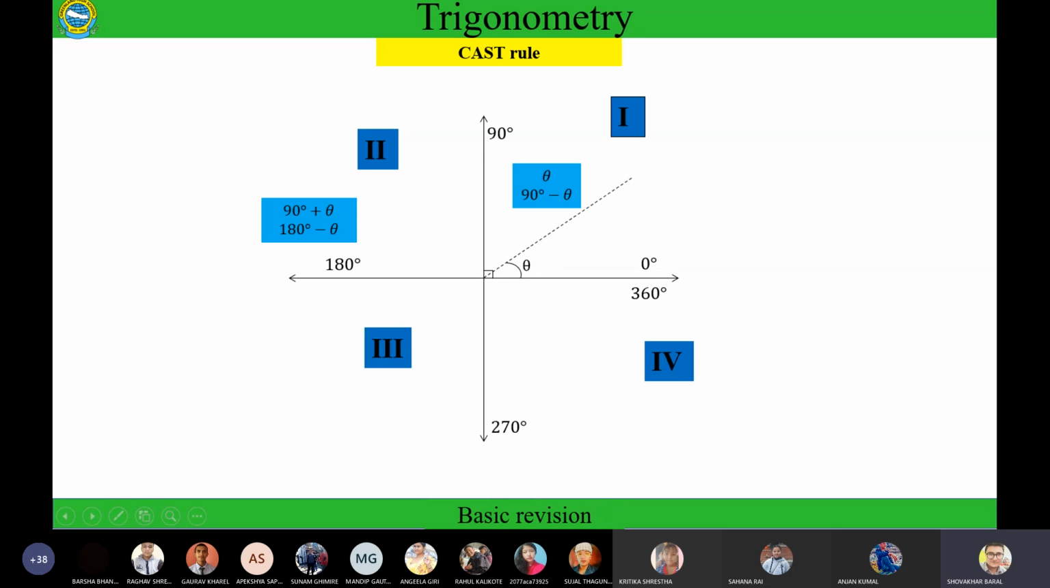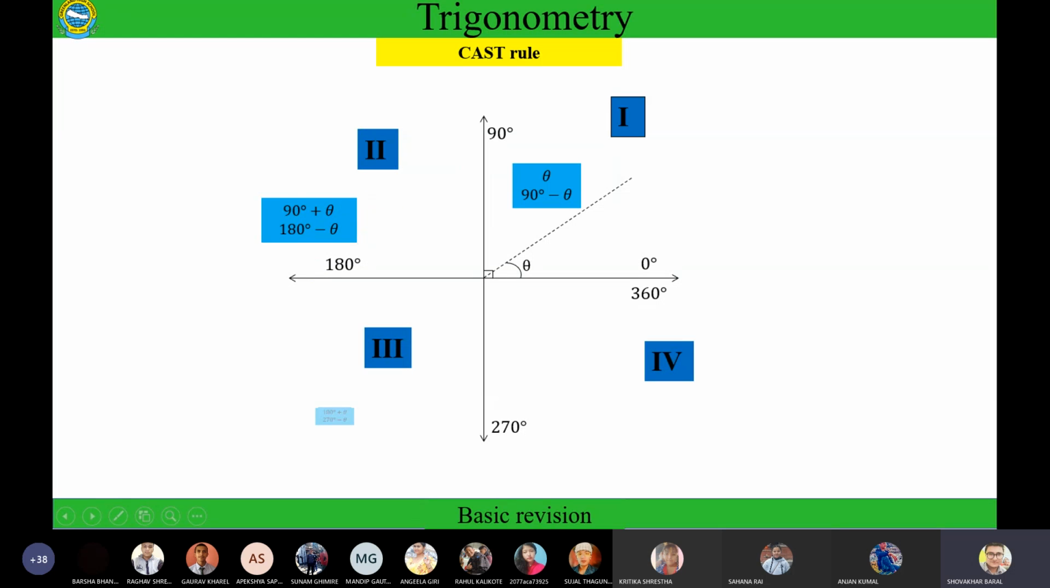Similarly, in the second quadrant, the angles will be 90 degree plus theta. See here, if you increase the value of this 90 degree by a very small acute angle, then this will be in the second quadrant. Similarly, this is the boundary of the second quadrant. If it reaches 180 degree and then comes back a little, the angle again falls in the second quadrant, either 90 plus theta or 180 minus theta. Both will fall in the second quadrant.